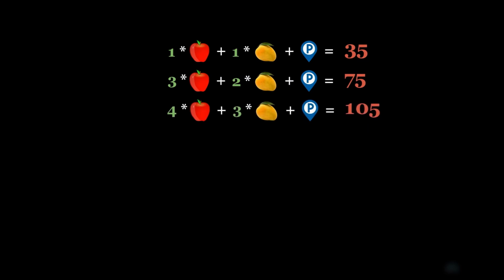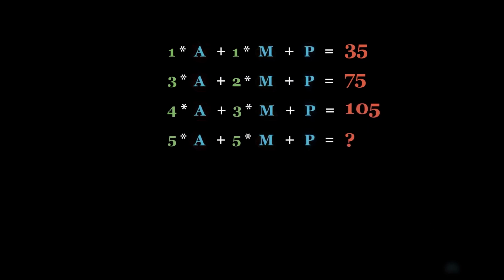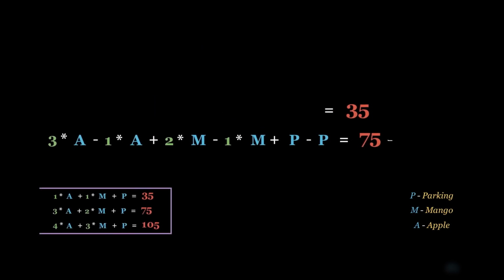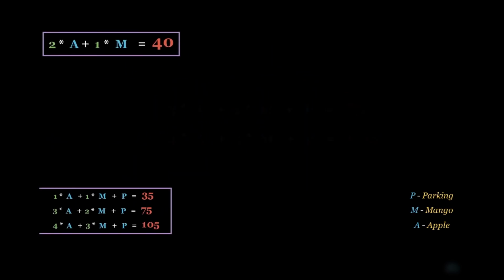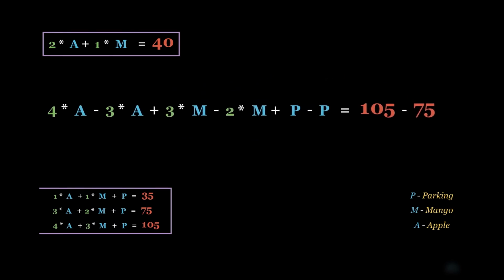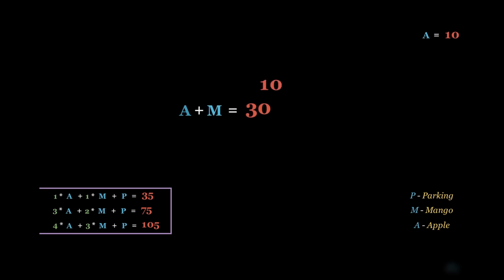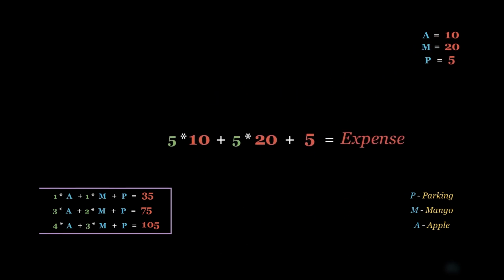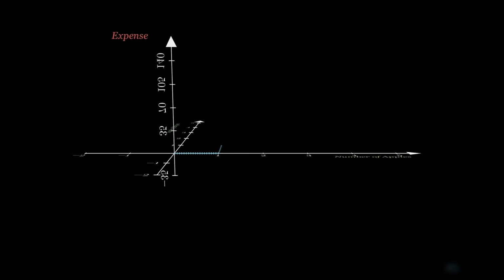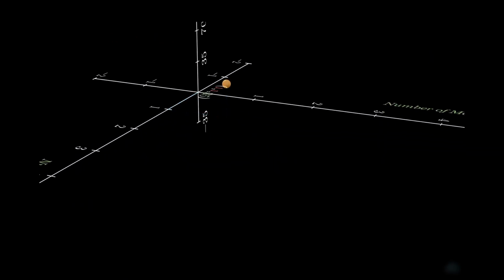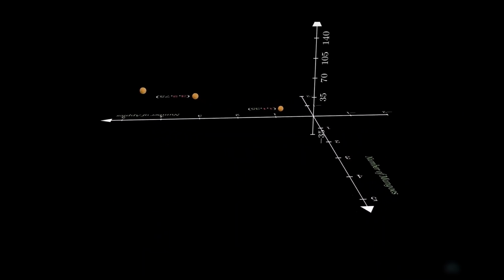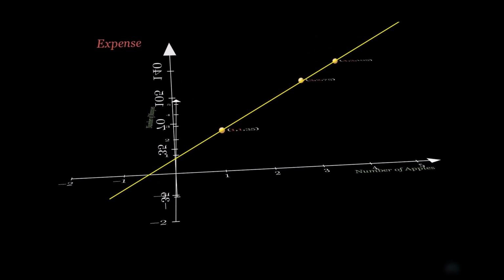This is a glimpse of the previous video, where we learned how to solve a system of three-variable equations using the elimination method. The variables were represented as apple, mango, and parking. The elimination method helped us solve the problem and determine the values of each variable. We also tried solving using the graphical method. Now we will learn how to automate this entire process using the code in Python.